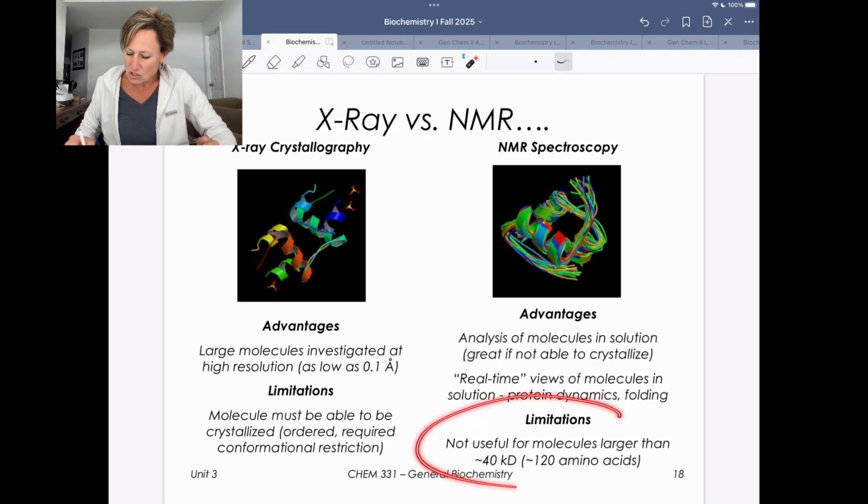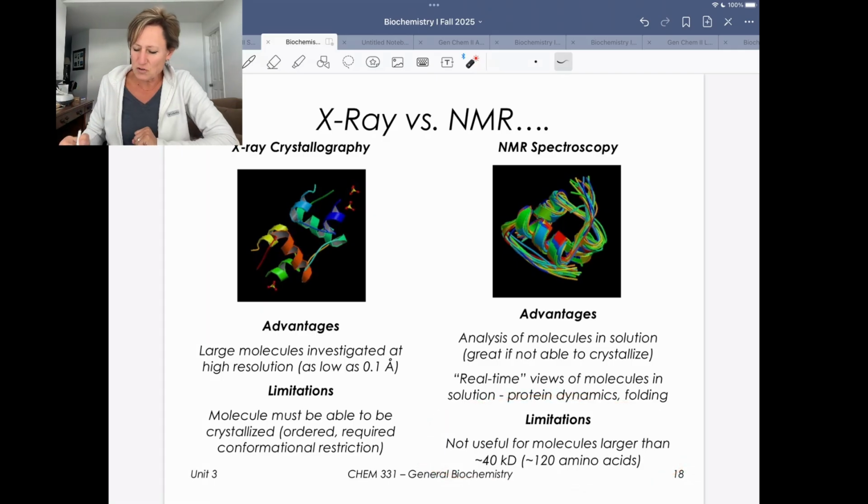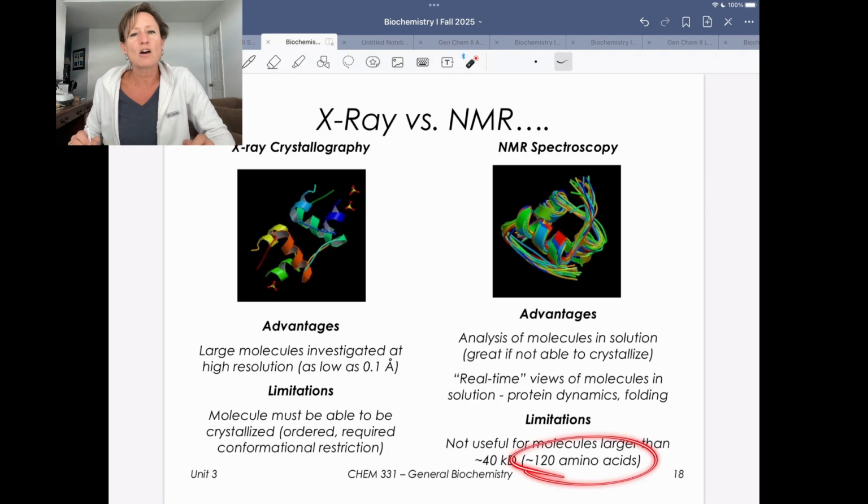Because one of the limitations, going to the other side here for NMR, is it's not useful for molecules that are larger than about 40 kilodaltons, which is about 120 amino acids, right? We're going to see this a lot. It's kind of equivalent to molecular weight, but for biological molecules like proteins.